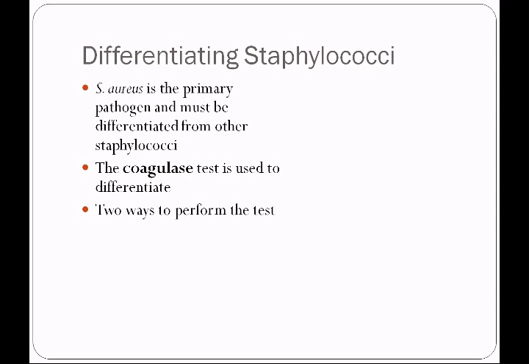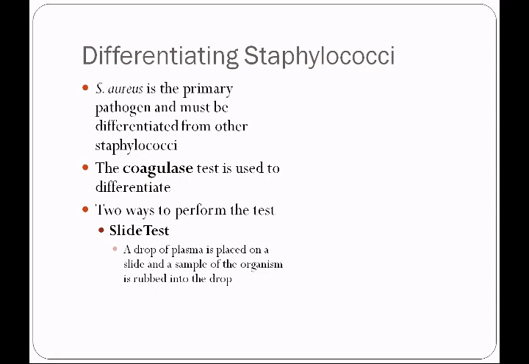There are two ways to perform the test. The first is the one that we will do in lab, which is called the slide test. For the slide test, we will place a drop of plasma on the slide. Plasma comes from rabbits, although you could use human plasma, and then you rub a sample of the organism into the drop. You vigorously rub it in there, trying to emulsify it to get it to dissolve. If it will not dissolve and you see clumping, this indicates a positive test.